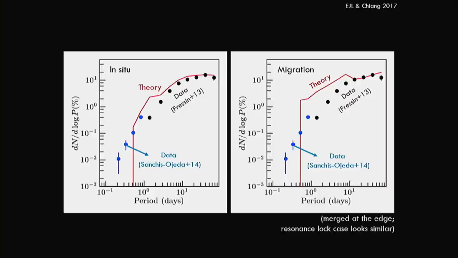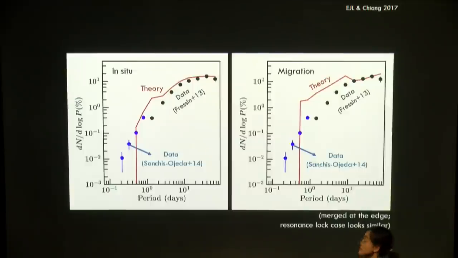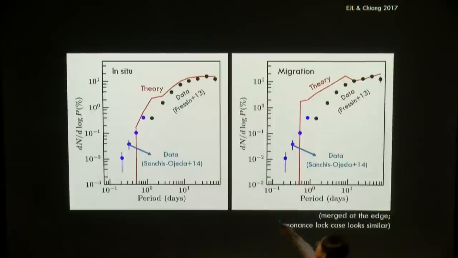So jumping straight to the result, the line over here, the red line, is the model expectation compared against the data, which are given by circles. The in situ model, like the data, plateaus a bit outside, breaks at around 10 days, and falls off at shorter orbital periods. Migration can also get the break and a fall off, but this fall off here is just not as steep as is required by the data.